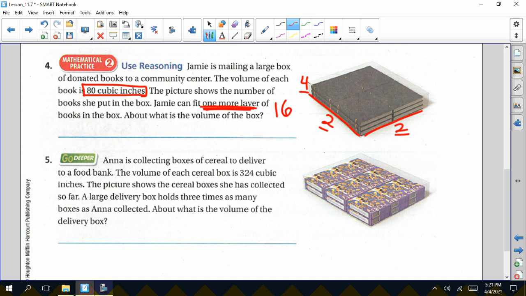Now we need to take 16 times 80, because that's the volume of one book, and we have 16 books inside of the box. When we multiply this, we'll drop a 0. 8 times 6 is 48. 8 times 1 is 8, plus the 4 is 12. We're going to have 1,280, and the label is cubic inches, or inches cubed.